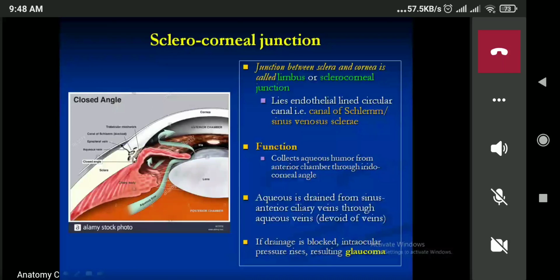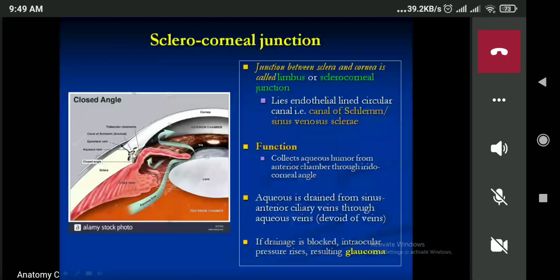Now see over here. What is the main function of this canal of Schlemm? This is the anterior chamber, and over here we have the aqueous humor. The aqueous is drained from the anterior chamber through the iridocorneal angle. Can you see the angle between the iris and the cornea? This angle. From this angle, the aqueous humor will drain to the canal of Schlemm through the iridocorneal junction.